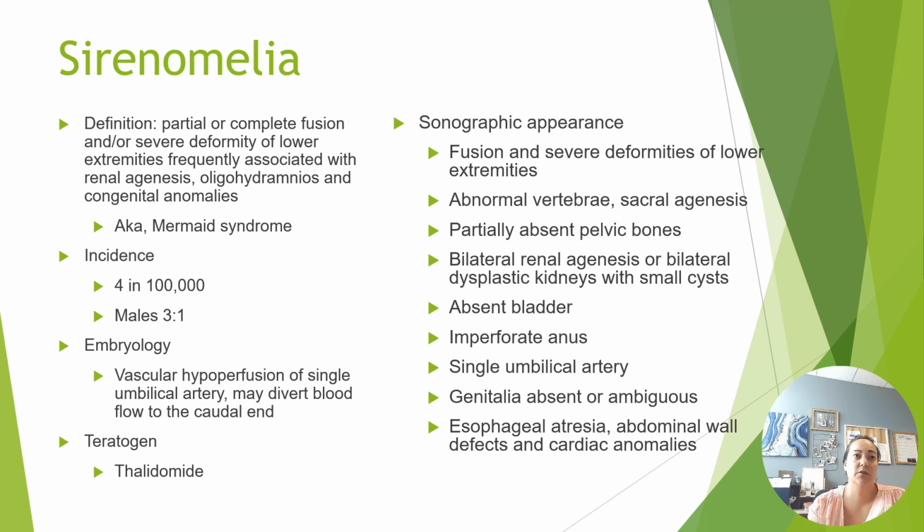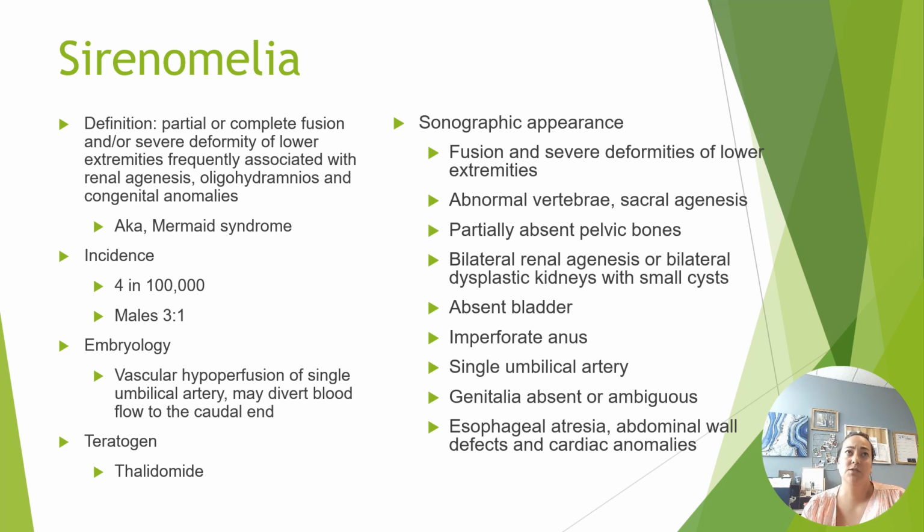And this is associated with thalidomide, a teratogen, so I don't think people are taking that purposely if they are trying to get pregnant right now, but it did maybe occur at some point. This is super rare and I have never seen this. So on ultrasound we would see fusion or deformities of the lower extremities. We can see abnormal vertebrae or sacral agenesis, which we talked about in the CNS abnormalities lecture. There can be partial or complete absence of the pelvic bones.